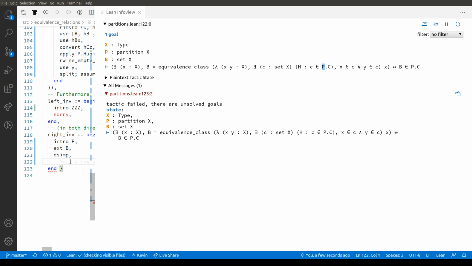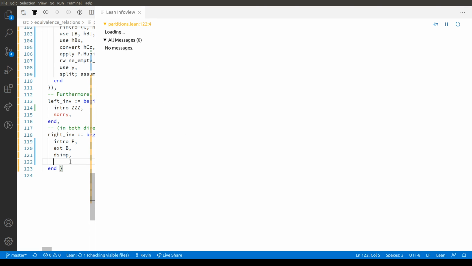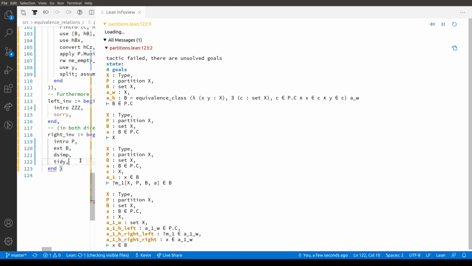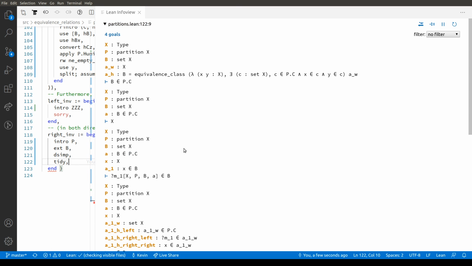I wonder if tidy can do it. Let's try the automation again. It would be a miracle if tidy did this. I don't think it can possibly do it. Yeah, it failed. So those are the things it got stuck on. You see, it didn't know which element to choose. Hard luck. So I'm going to stop there.